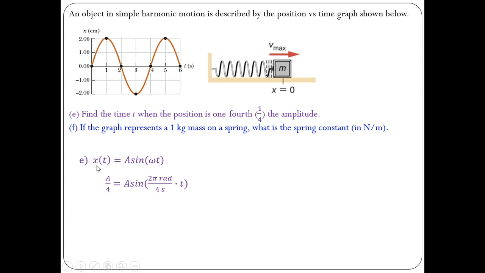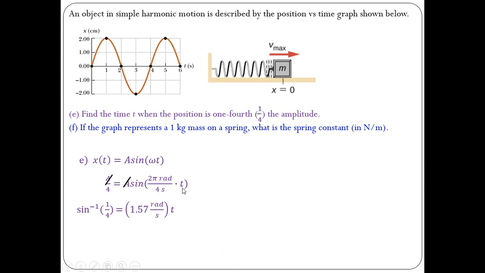All right, so from here, we can just substitute x of t for A over 4 because that's what part E says. It says when the position is 1/4 of the amplitude. So A over 4 is the same thing as 1/4 of the amplitude. And then I plug in omega, which is 2 pi rad over 4 seconds, times the time. Here, your time is your unknown variable. Again, you have an A on the left side, you have an A on the right side. So I will go ahead and simplify that. And then this looks like this next.